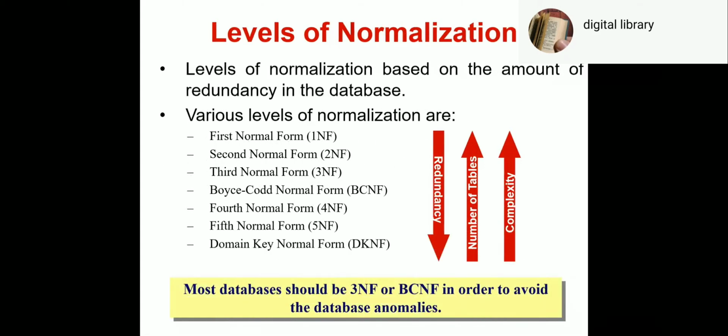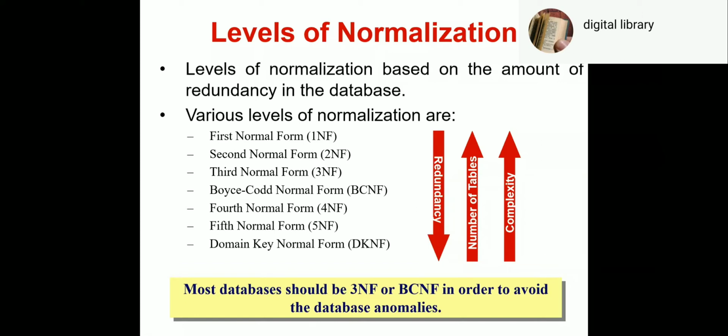Read this. Levels of normalization. The levels of normalization are based on the amount of redundancy in the database. The various levels are first normal form, second normal form, third, BCNF, fourth normal form, fifth normal form. We also have domain key normal form. You are expected after the training to be able to explain all these normal forms with examples, with advantages, with disadvantages. Crisp and clear.